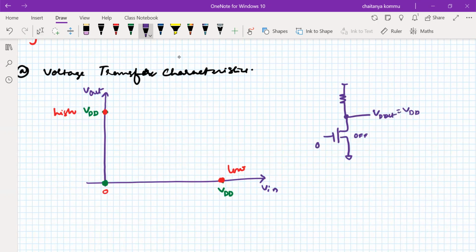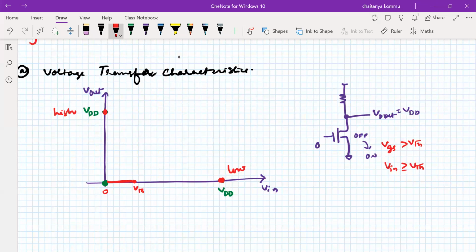Are you agreed? Now, when this transistor is off, nothing happens at the output. When this transistor becomes on, VGS must be greater than the threshold voltage. That means if the input voltage is greater than or equal to the threshold voltage, this transistor becomes on. So we have to wait until the input voltage reaches the threshold voltage.